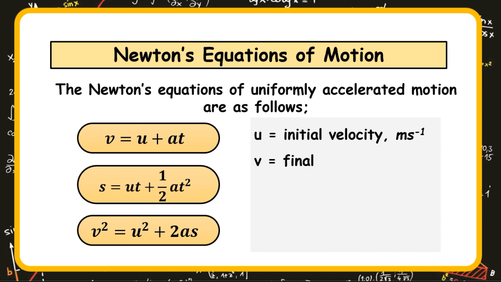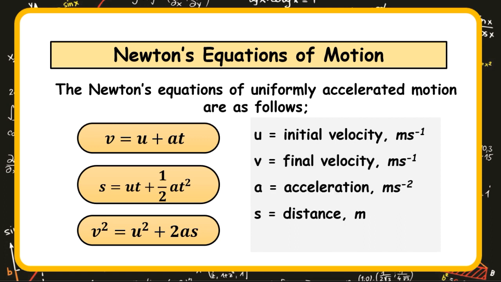The u simply means initial velocity, and it is in the unit of meter per second. The v is the final velocity. It is also in the unit of meter per second. The a is the acceleration, and it is in the unit of meter per second squared. The s stands for distance or displacement, and it is in the unit of meters. Lastly, the t is time, and it is in the unit of seconds.